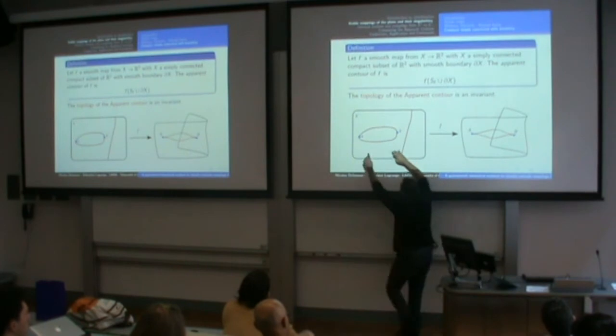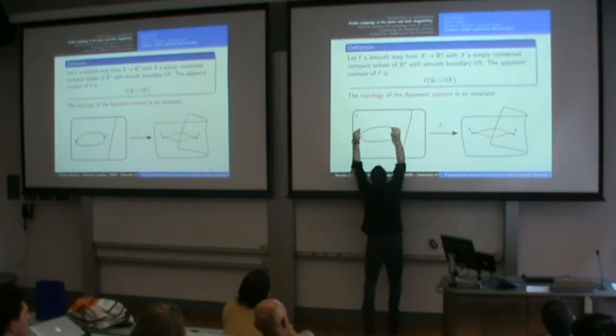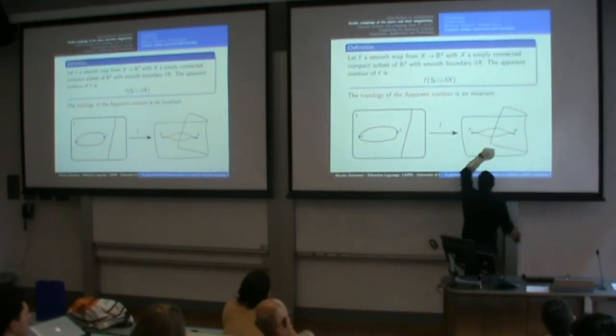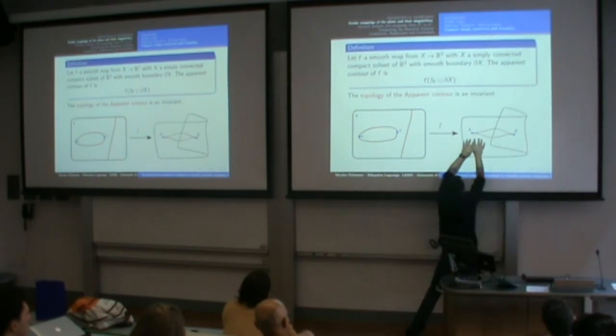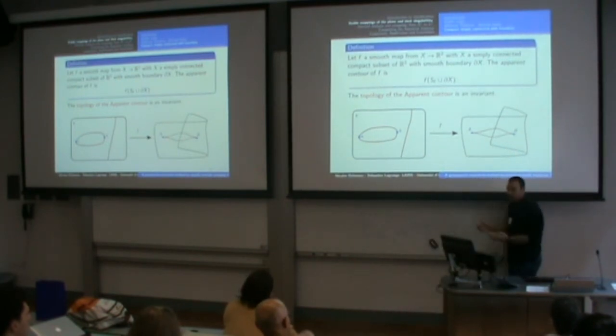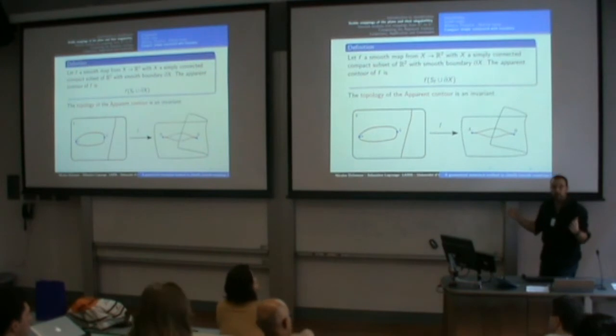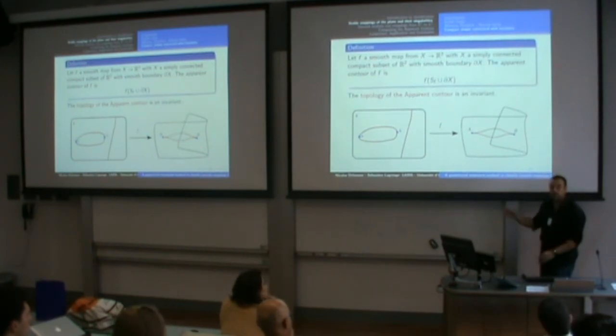And also this part is going to be mapped up, and this one is going to be mapped to this one. So this can happen generically. If you take a function, for almost every function, this can happen.